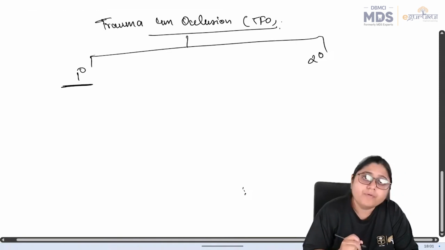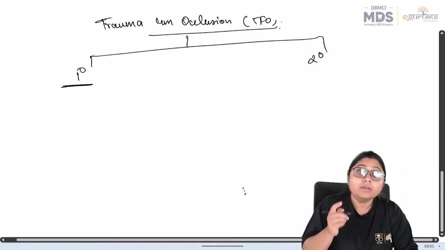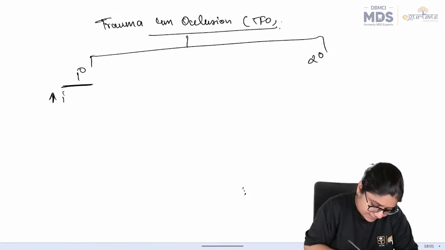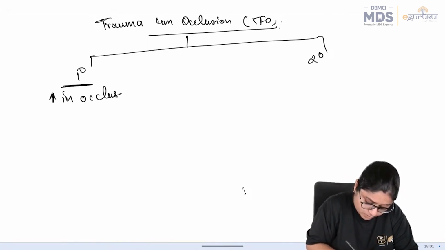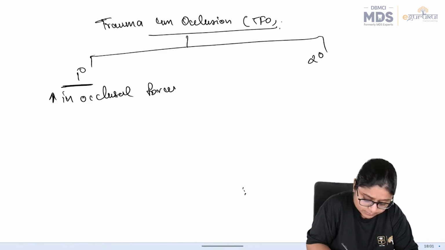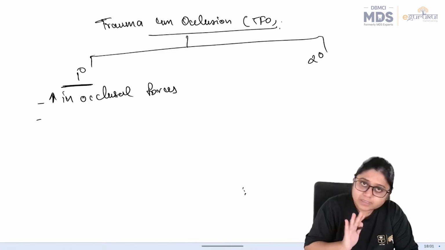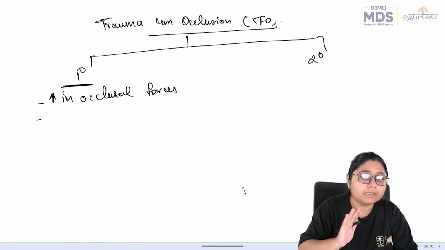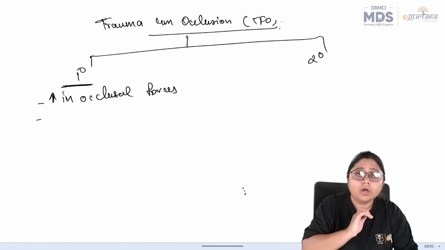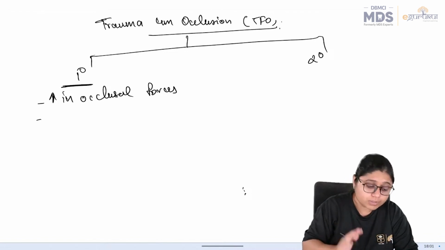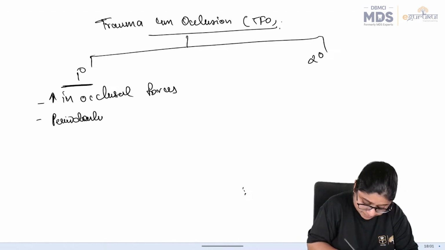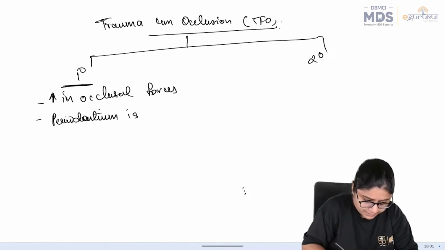In primary trauma from occlusion, there is an increase in the occlusal forces, and the periodontium is normal, completely healthy. There is no inflammation, no periodontal pocket, no bone resorption, no attachment loss. The periodontium is completely healthy.